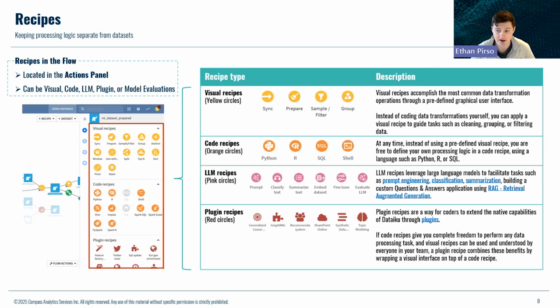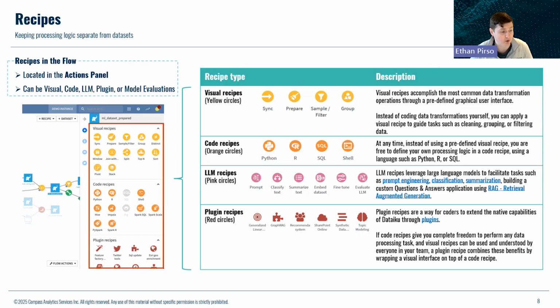Now, if you can't find your particular transformation or you just want to code, there are code recipes. And these, instead of having a predefined visual recipe, you open one of these up and there is a blank script where you can write in all your popular languages like Python, R, SQL, Shell, and then all the Spark counterparts of those.